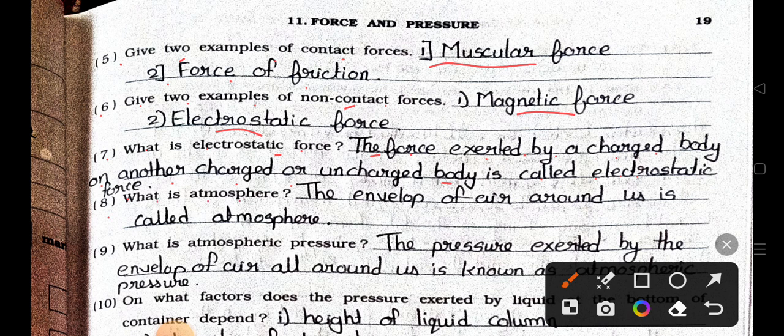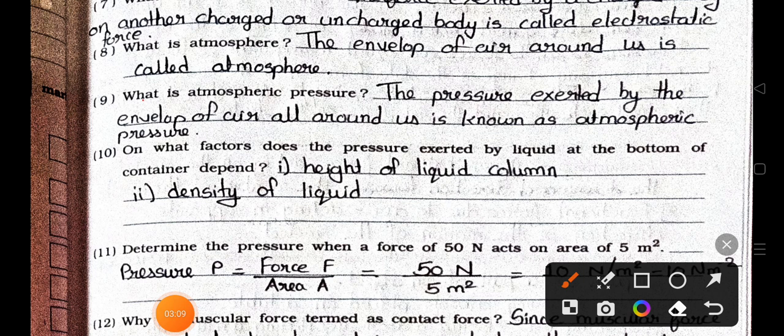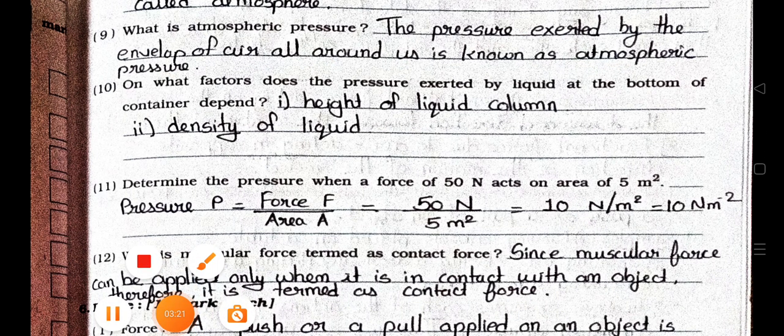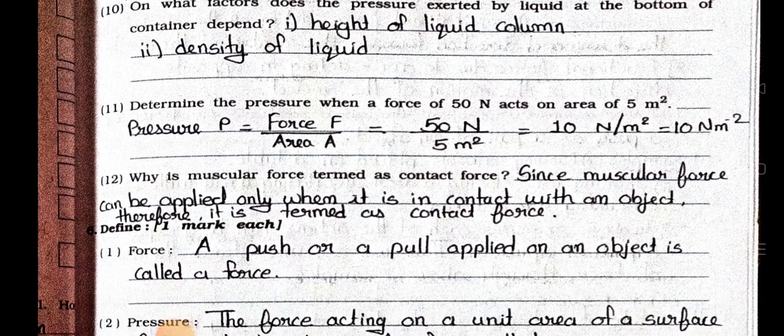Question number 8. What is atmosphere? Answer: the envelope of air around us is called atmosphere. Question number 9. What is atmospheric pressure? Answer: the pressure exerted by the envelope of air all around us is known as atmospheric pressure. Question number 10. On what factors does the pressure exerted by liquid at the bottom of a container depend? Answer: point 1, height of the liquid column, and point 2, density of the liquid.